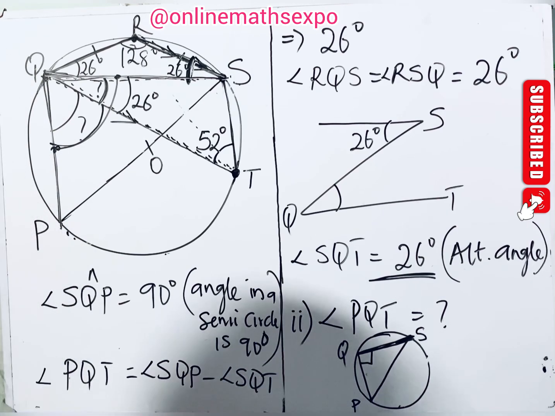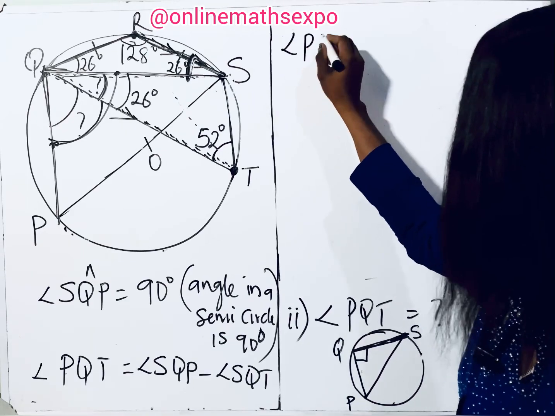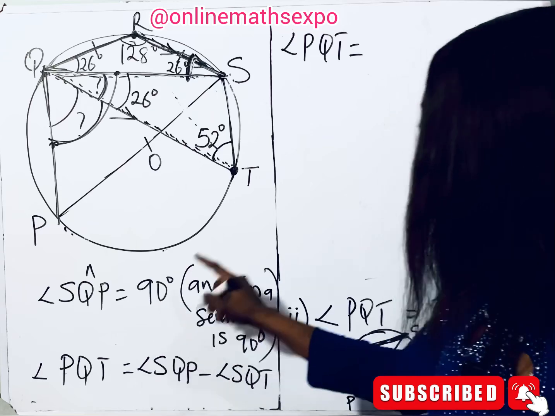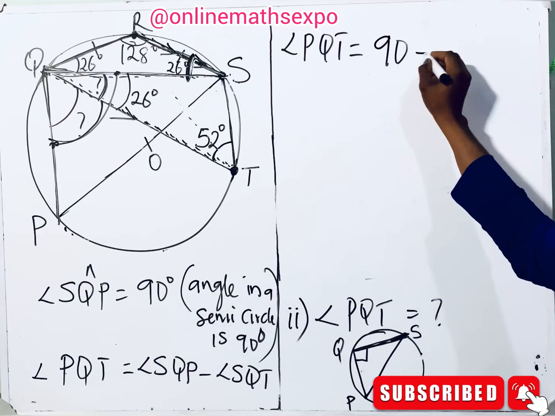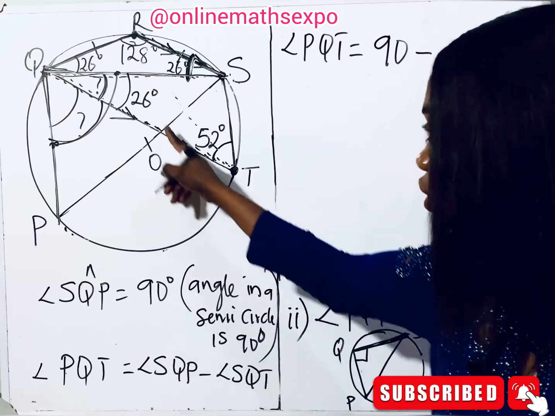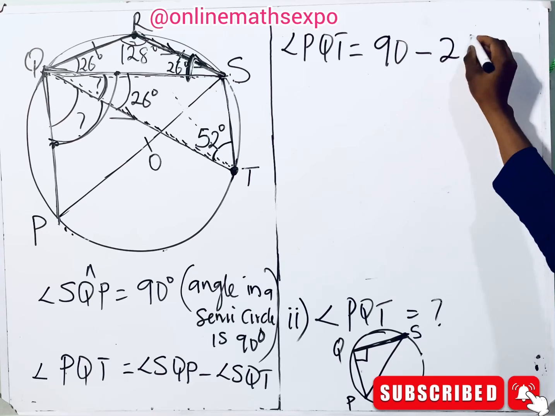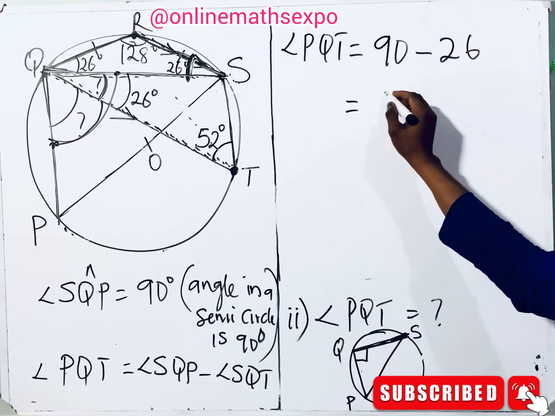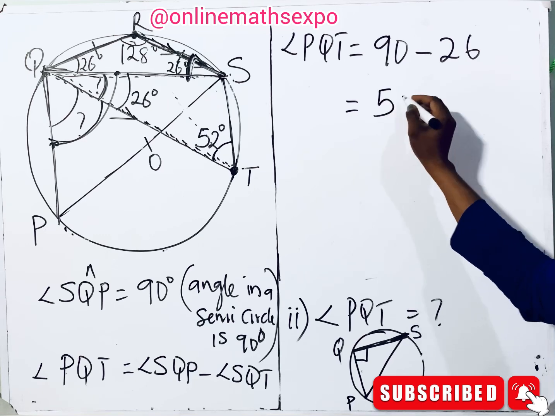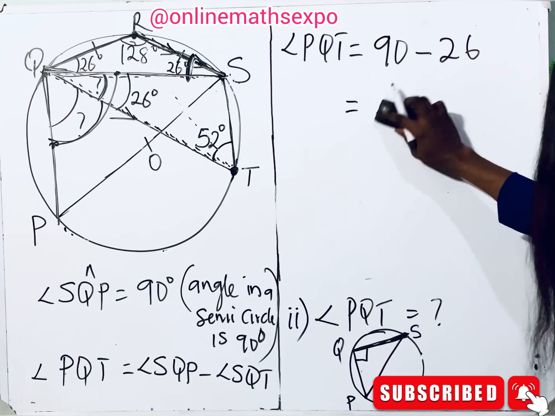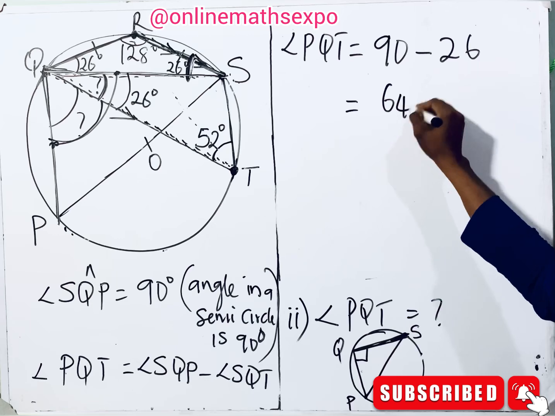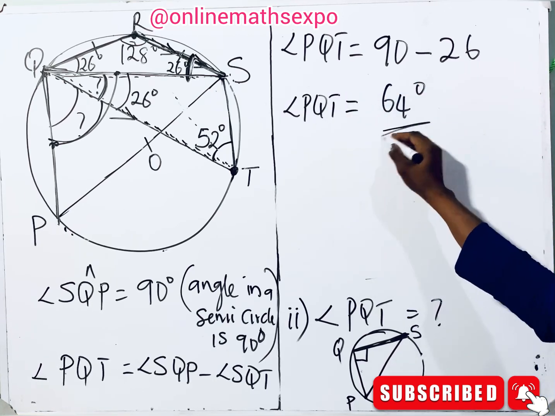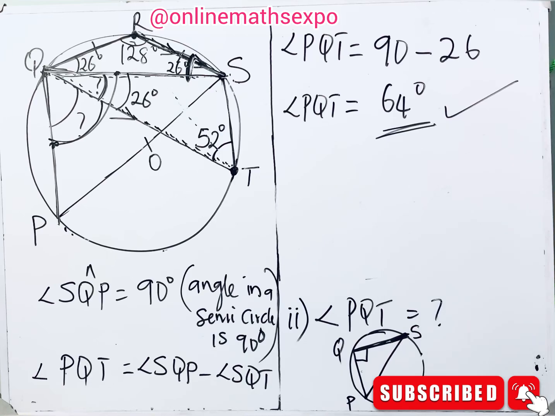So in that case, we are going to have angle PQT is equal to, you have seen that this is 90. So we have 90 minus, this gave us what? 26. So this is what we have. So if you subtract this, we are going to have 64 degrees, okay? So what it means is that angle PQT is equal to 64 degrees.